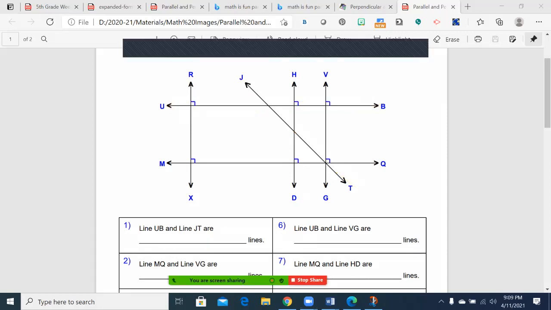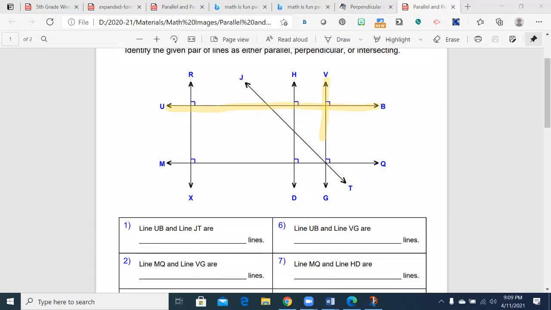Let's try this one, UB and VG. So here's my UB again. Here's VG. These ones cross, and there's the right angle symbol. That means they cross at a right angle. So they are perpendicular lines.